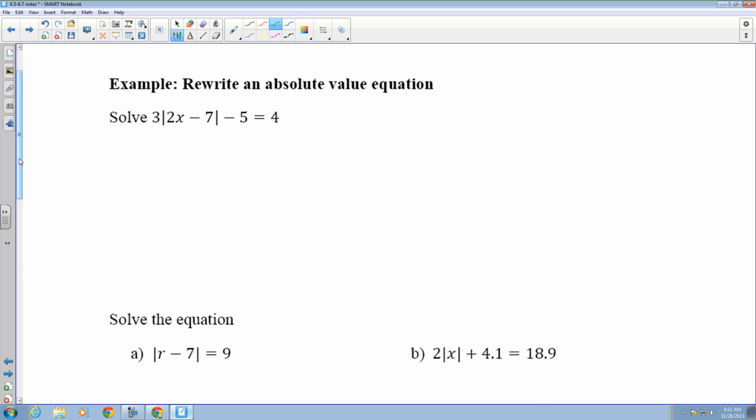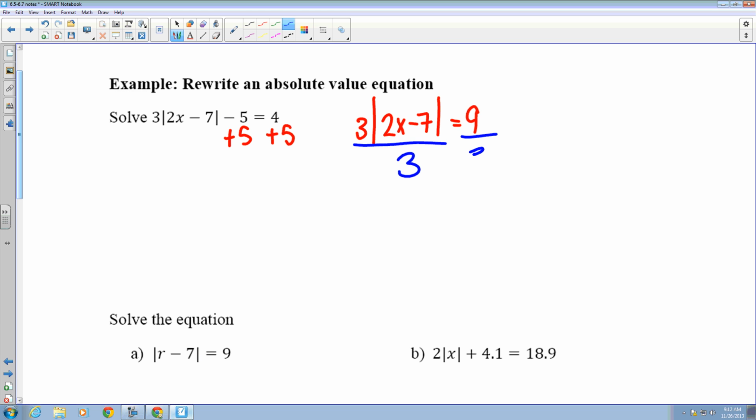Okay, so what you have to do before you set it equal to the opposite is get the absolute value symbol alone, kind of like when you're trying to isolate the variable before you divide or multiply. So we're going to add 5 to both sides first. Then we're going to divide both sides by 3. So we have the absolute value of 2x minus 9 is equal to, whoops, sorry, not 3. This should be 3. 9 divided by 3 is 3. So you'll have 2x minus 7 is equal to 3, and 2x minus 7 is equal to negative 3.